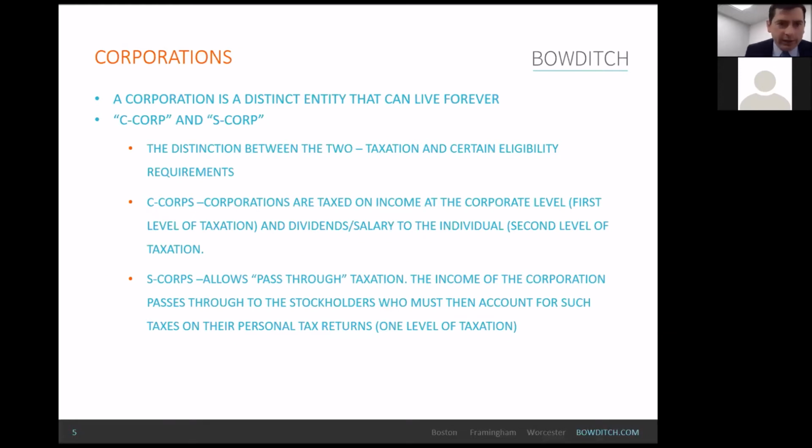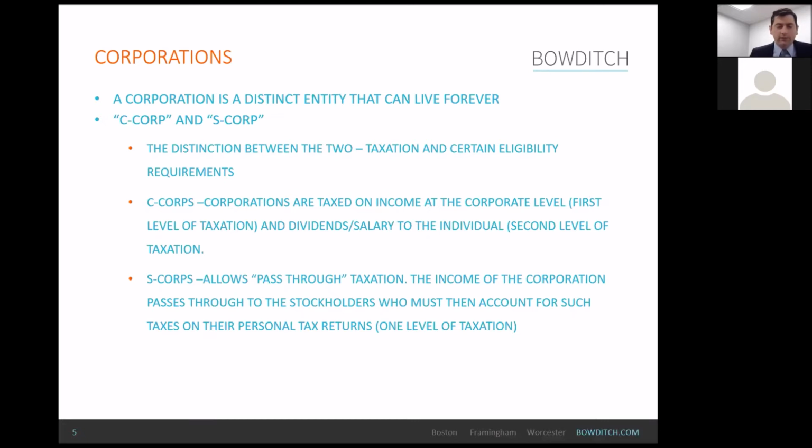All right, so corporations, you've heard me mention a couple different times, C corps and S corps. Basically, the distinction between the two is really for taxation purposes and some shareholder eligibility requirements. So C corps are taxed at both the corporate level, which I'm going to call, and you'll see on your screen, the quote first level of taxation. You'll hear this a lot. I think 2 levels of taxation when it comes to corporations.